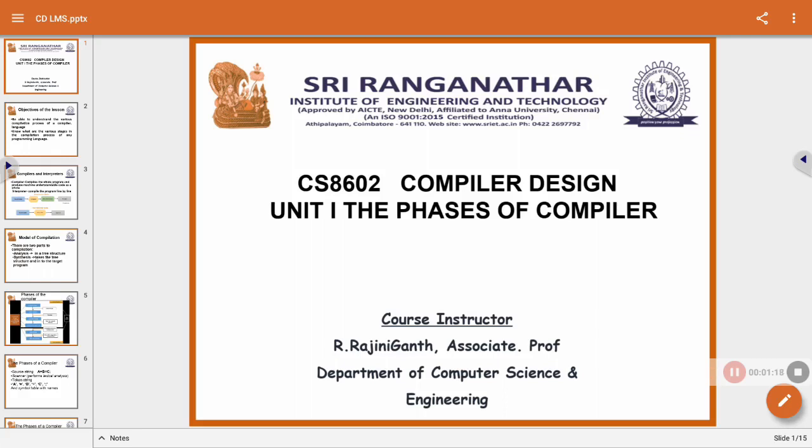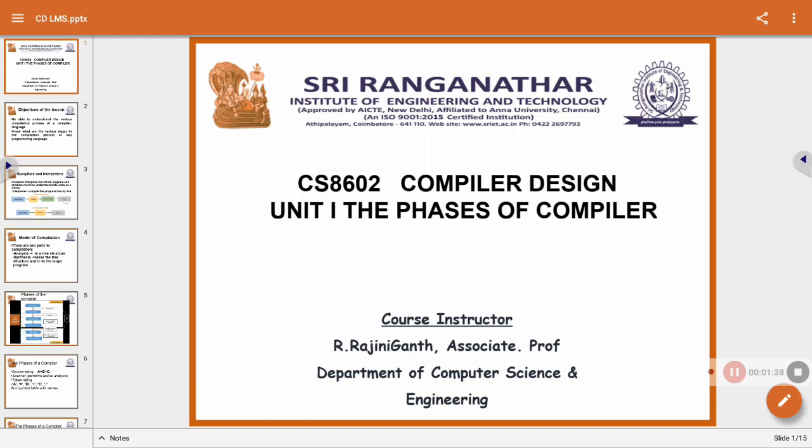Today we are getting into the compiler design concept, and we are going to see what is a compiler, what are the phases of the compiler. As third year students, we come to the idea of what is a compiler. A compiler is a system software which converts the given program to machine understandable code.